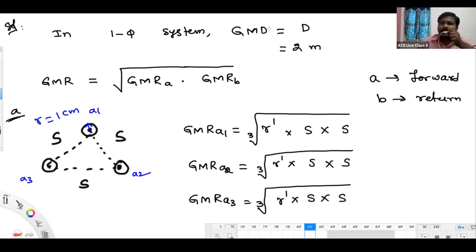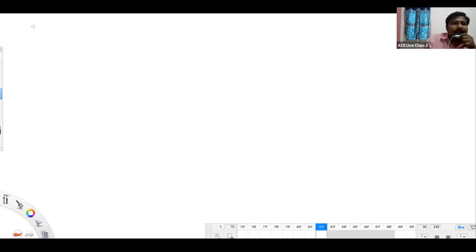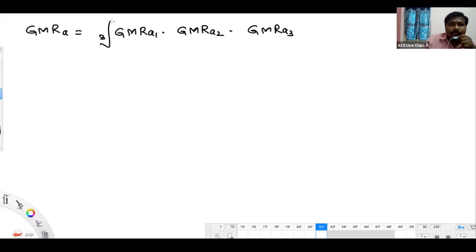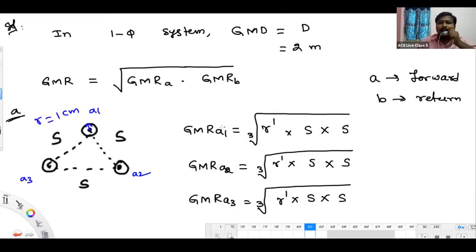After getting GMRs of each and every subconductor, A1, A2, A3, then what is GMR of that phase? GMR of that phase is nothing but the geometric mean of these three numbers. Okay. So GMR of the phase A bundle conductor equals the cube root of GMR A1, GMR A2, GMR A3. So three terms you have under cube root. And you observe now, all these three values are equal.